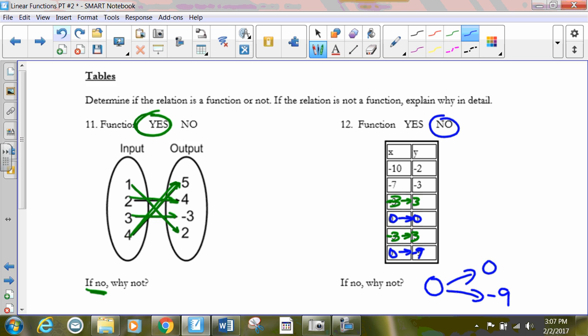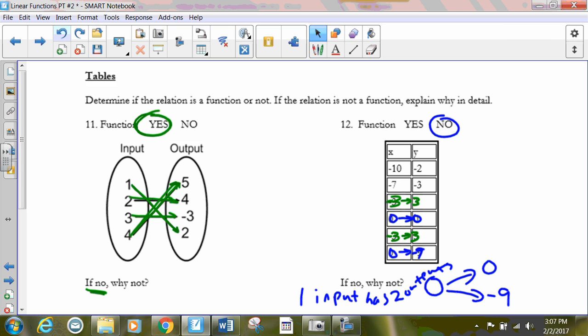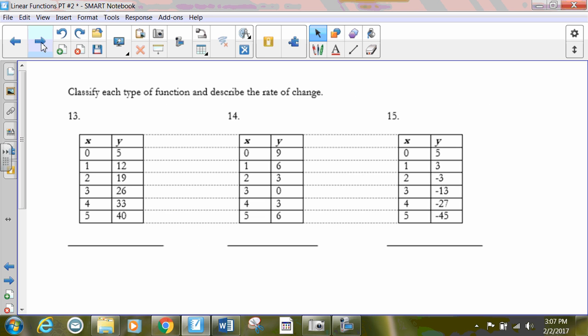You could also write, one input has two outputs. You could write words if you wanted to. If you have a difficult time with words, you can always come up to me or Mr. Matchner and say what you would like to write, and we can help you express that. But you don't even have to use words. You could just write what I wrote.